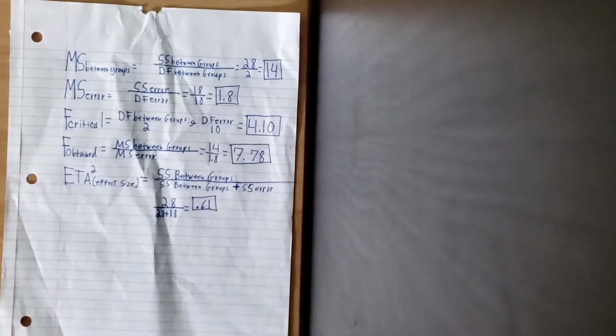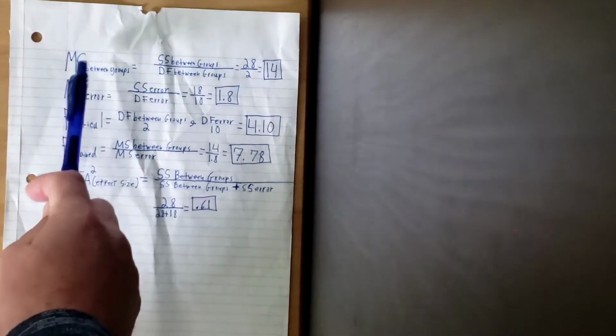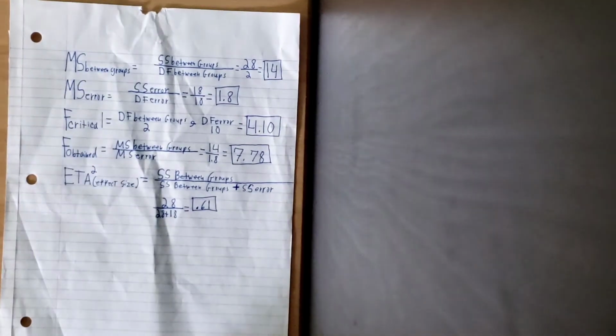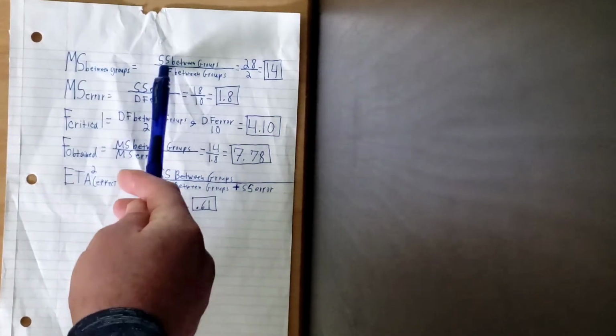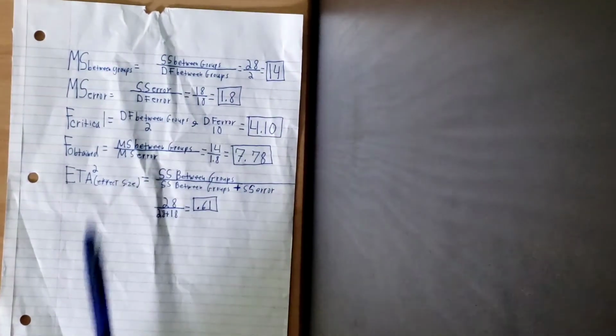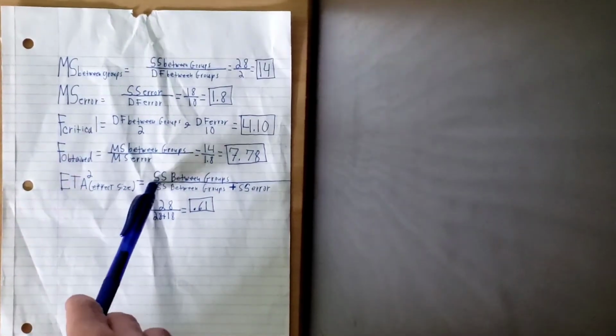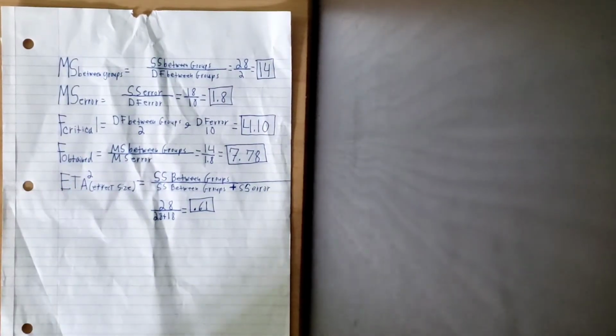All right, next you're going to get MS between groups, again, or MS between treatments, same thing. So you take SS between over DF between. 28 divided by 2 equals 14. Then the denominator of this is going to be MS error. So you take SS error over DF error, which is 18 divided by 10, which equals 1.8.